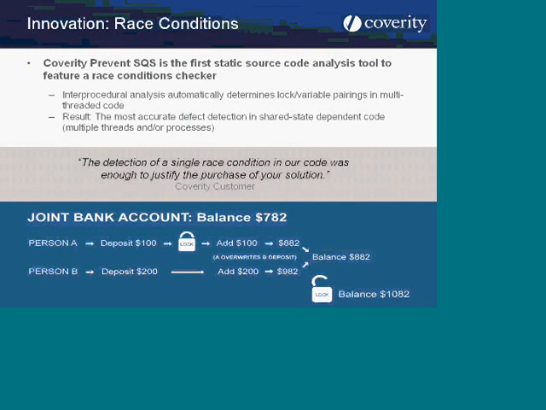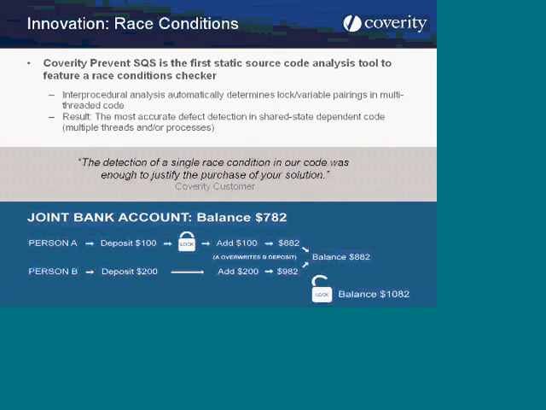Race conditions are a particularly dangerous type of defect and are some of the most difficult to detect because they require highly sophisticated multi-threaded analysis. As anyone knows, race conditions can take a very long time to detect because oftentimes they're very hard to reproduce.